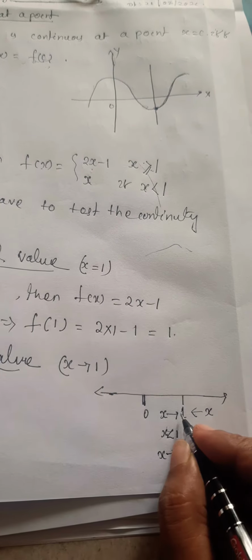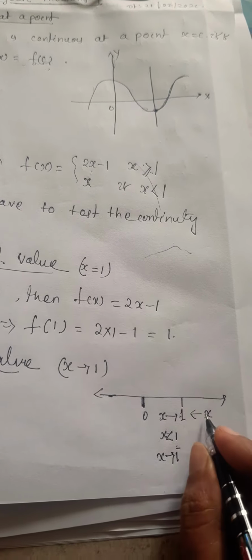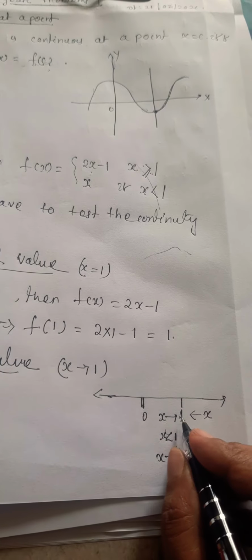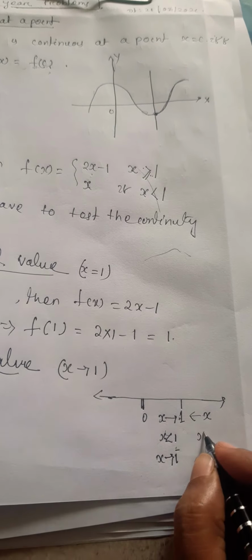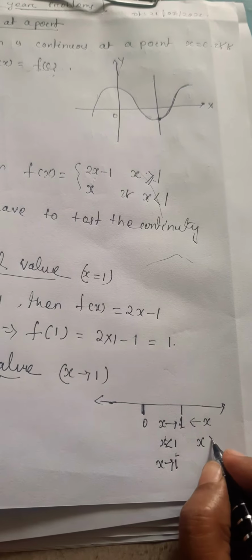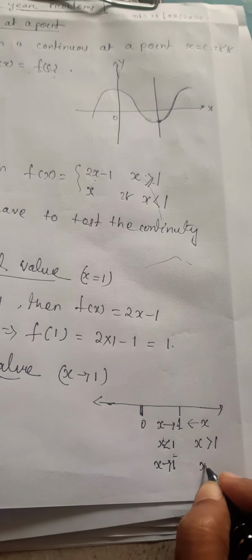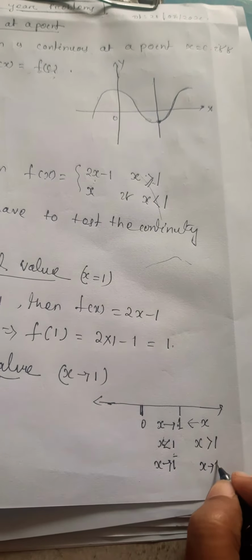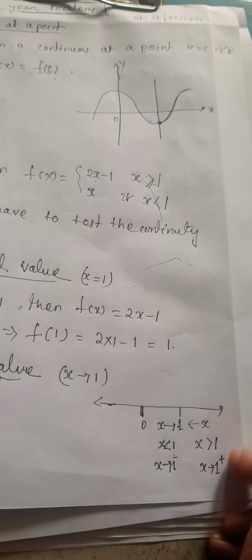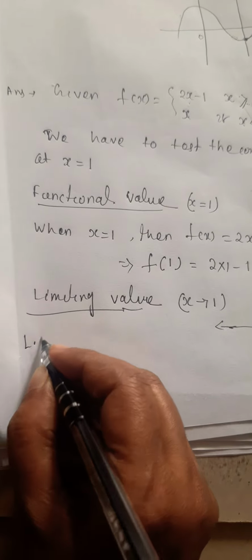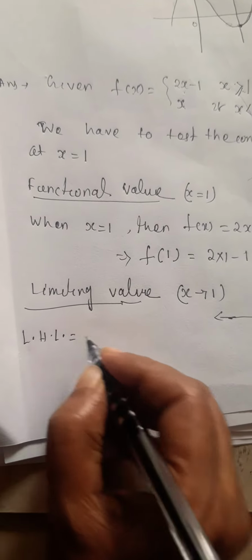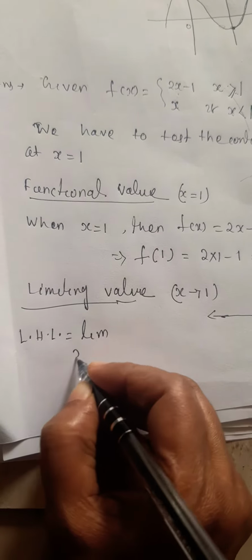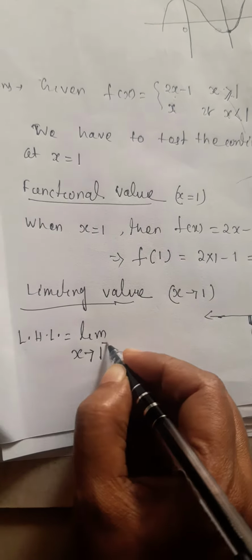But when x tends to 1 from the right side, that means x becomes closer and closer to 1 by taking values greater than 1. This can be denoted as x tends to 1 plus, which gives you your right hand side limit. So first we have to find the left hand side limit, which means x tends to 1 minus.